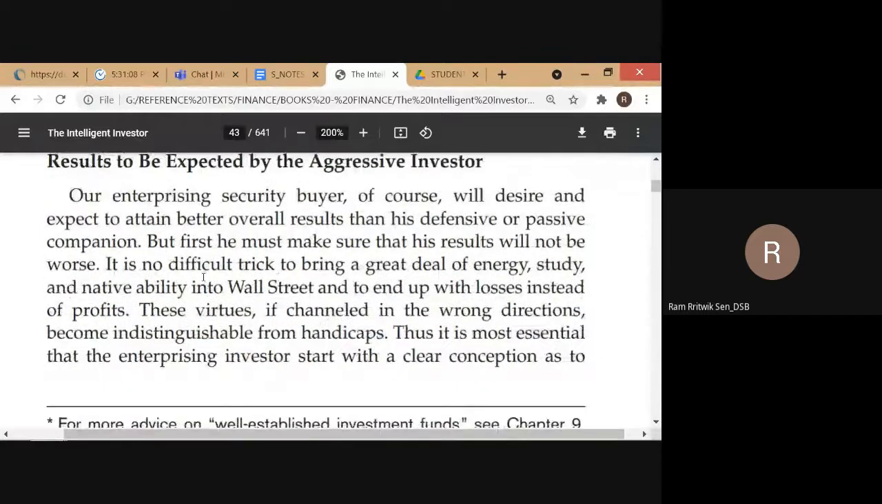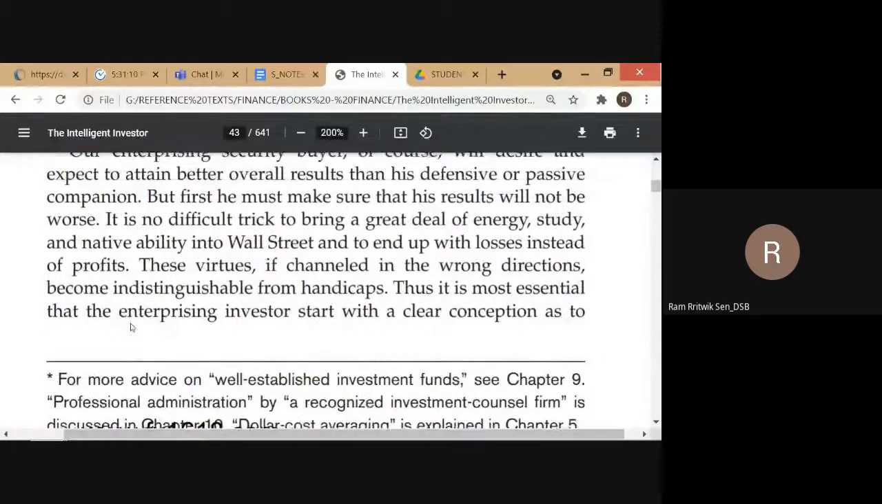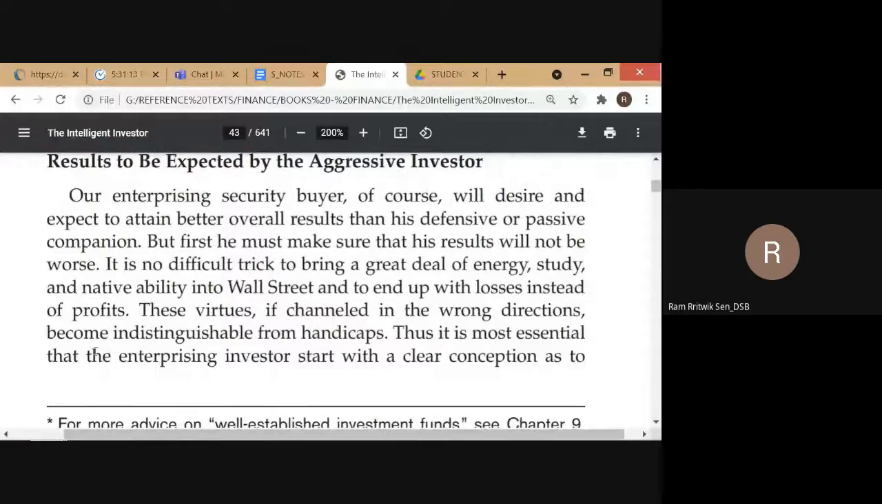And now he's talking about the aggressive investor. Yeah. So here the sentence construction is a little bit complex, but what he's saying essentially is what I've told you. Graham is pretty much one of the few people in the market who will tell you how difficult it is to make money.